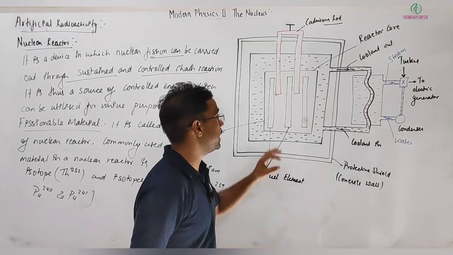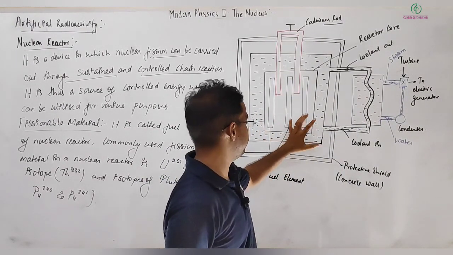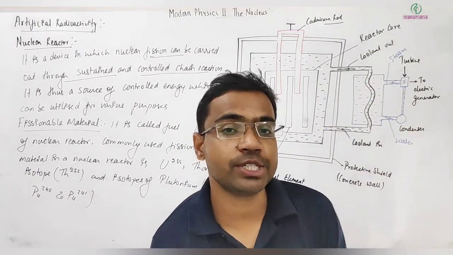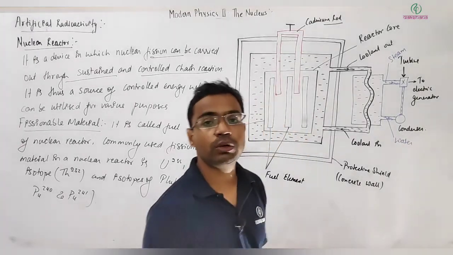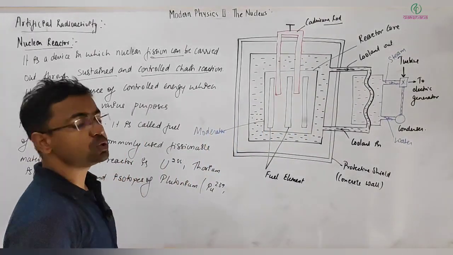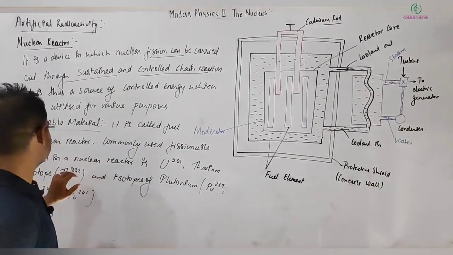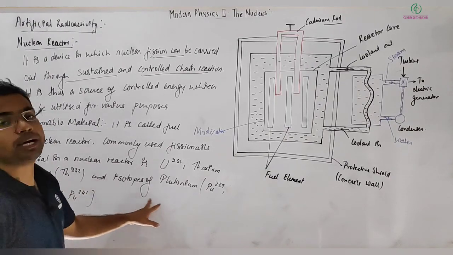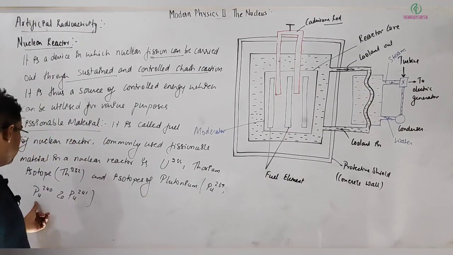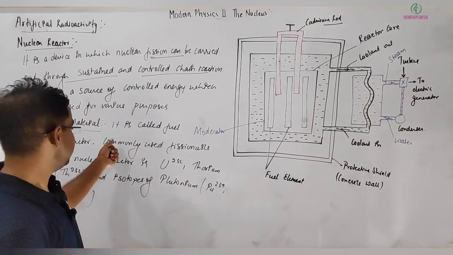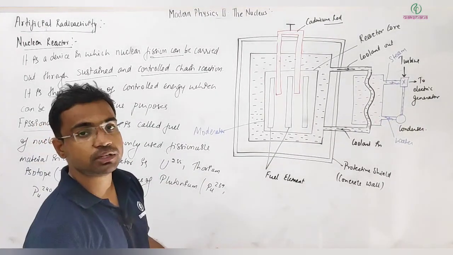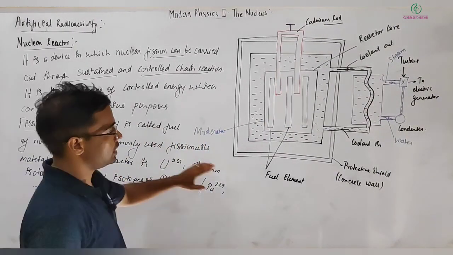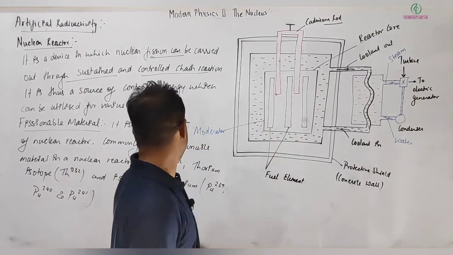So the first thing is that we use fuel elements. Fuel element is basically the fissionable material which is used for fission in the nuclear reactor. The most commonly used fissionable materials in a nuclear reactor are uranium-235, the isotope thorium-232, and some isotopes of plutonium, that is plutonium-239, plutonium-240 and plutonium-241. These are used as fissionable material in the reactor, and the fuel element rods are made of these.